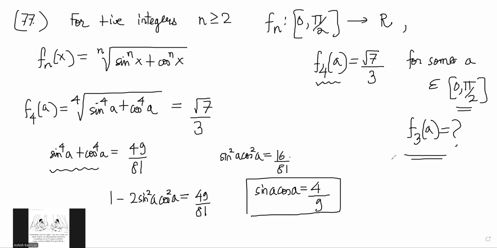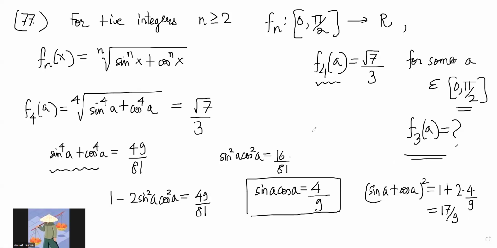Okay, so I can find now sine a plus cos a, right? Because sine a plus cos a whole square will be equal to 1 plus 2 sine a cos a. So this will be 17 by 9. So sine a plus cos a is coming out to be root 17 by 3.